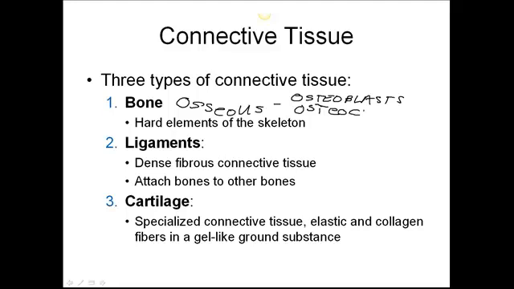O-S-T-E-O. These are cells that maintain bone. And then we have osteoclasts. Clast, and these break bone down. These build bone, and these maintain bone.